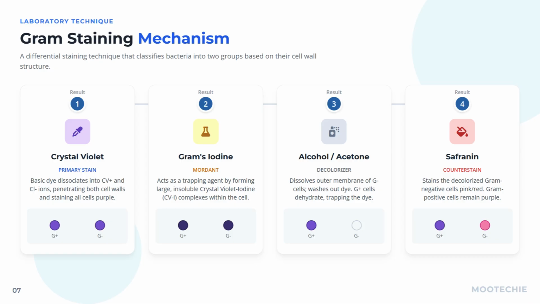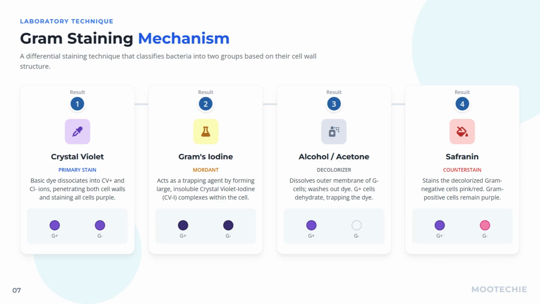Step 1. Crystal violet, the primary stain. Basic dye dissociates into CV+ and Cl- ions, penetrating both cell walls and staining all cells purple. Initially, every bacterial cell on the slide is stained a uniform deep purple color. The dye gets into both types of walls.